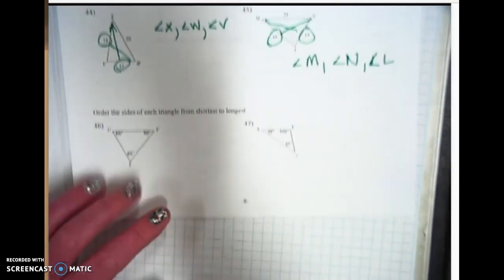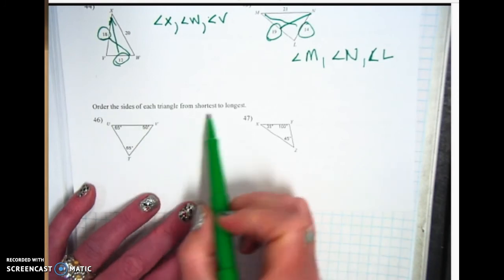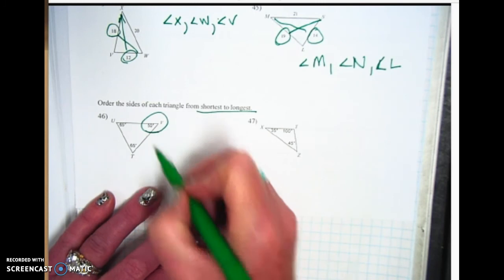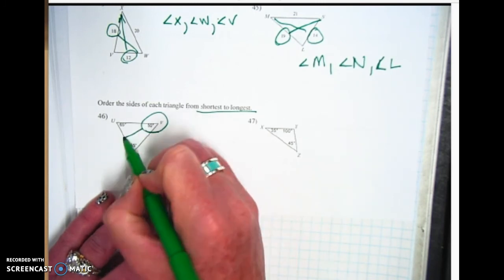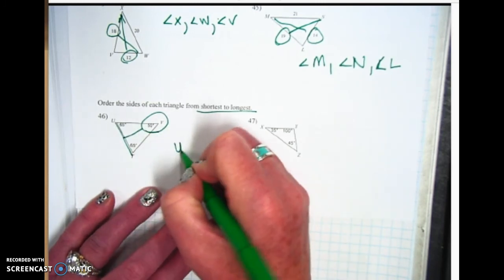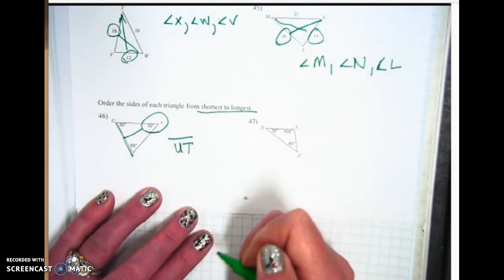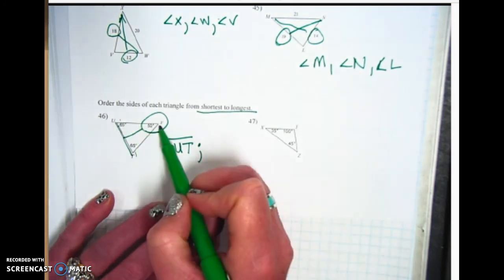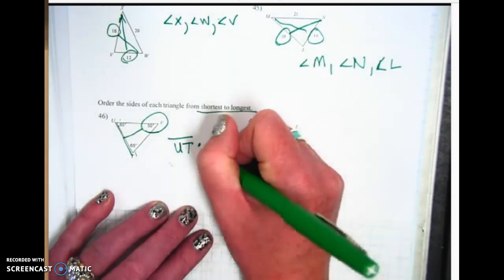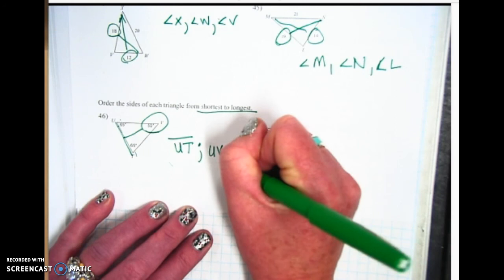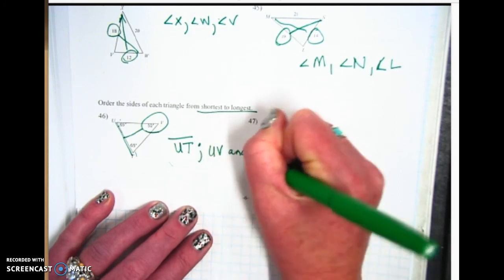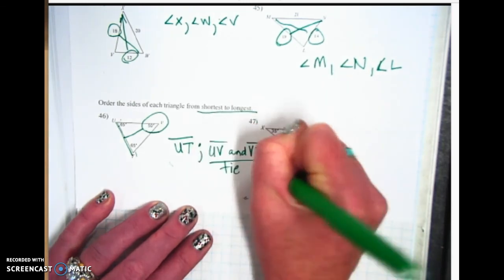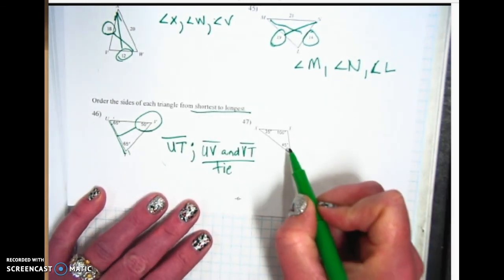Okay, and the last 2. Order the sides of the triangle from shortest to longest. So we find the smallest angle, which is V. That means the opposite side is UT. And then we have a tie for the next 2. These 2, UV and VT. These 2 are tied. Okay, but there's no tie on this one.